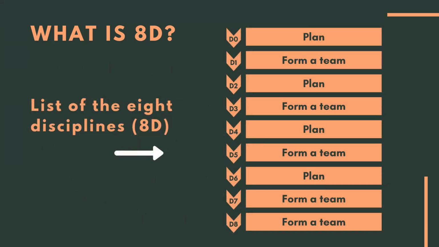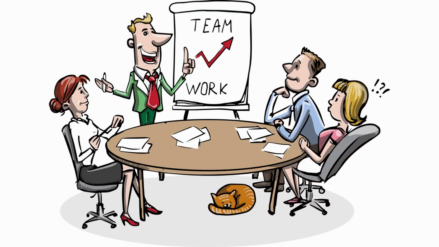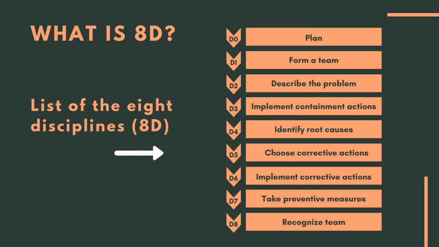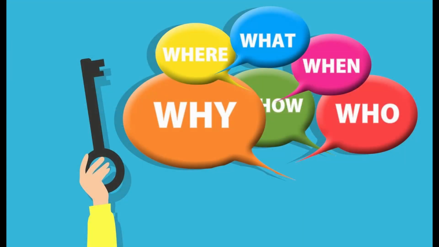Now, this is basically the list of the 8 disciplines. Discipline 1, D0, plan. Plan for problem solving that determines the prerequisites. D1, form a team. In this discipline, we need to establish a cross-functional team in order to start the investigation. Next discipline, D2, describe the problem. Describe clearly the problem by using the 5W and 2H tools.